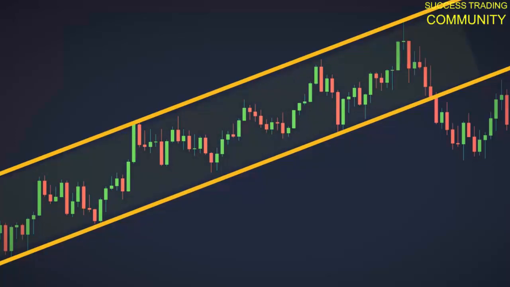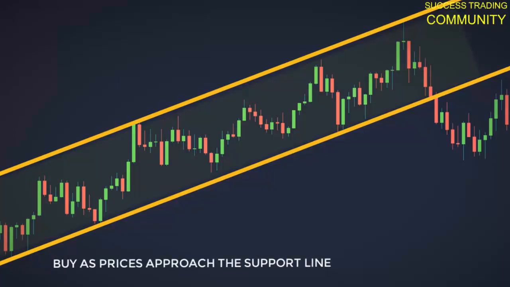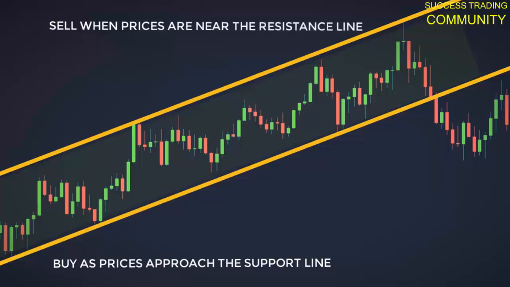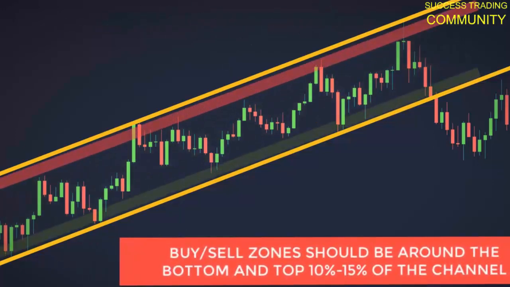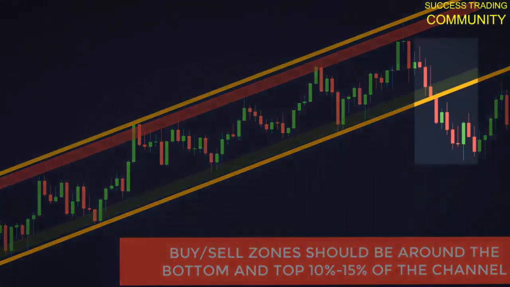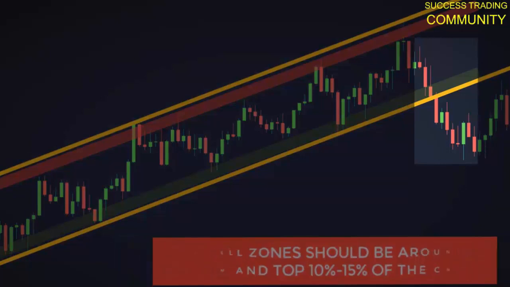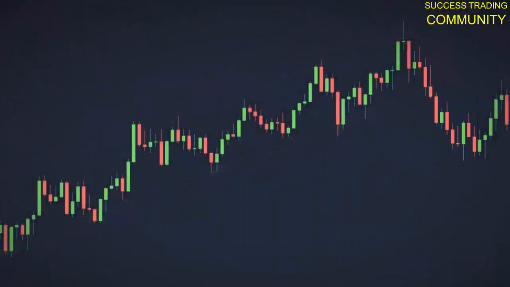In theory, trading a channel is a simple process. We buy as prices approach the support line, in this case the upwards trend line, and we sell as prices are near the resistance line. These buy and sell zones should be around the bottom and top 10 or 15% of the channel. If prices continue through the lower trend line after a long position has been set, the trade must be closed.